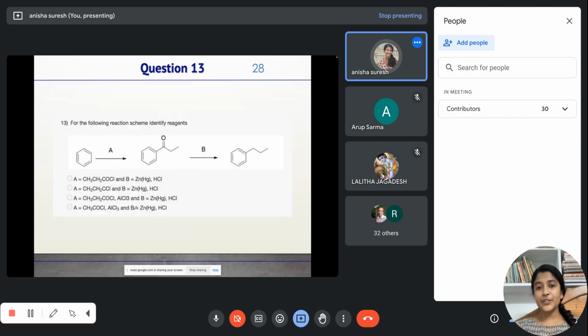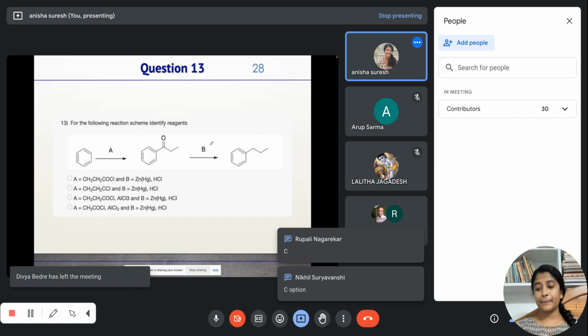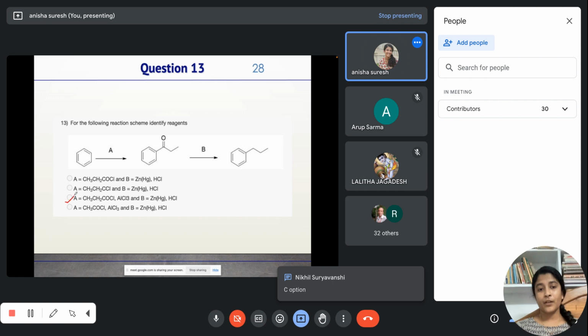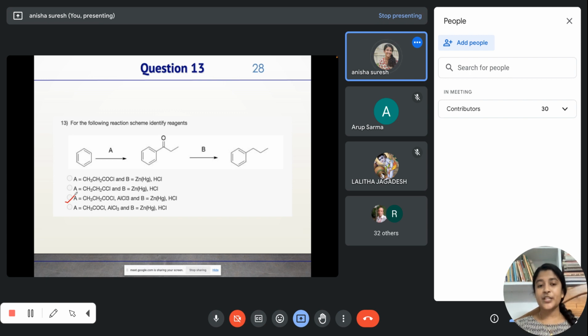Now coming to the last question in this session. For the following reaction scheme, identify the reagents. So here a Friedel-Crafts acylation reaction is taking place followed by a Clemmensen reduction for removal of this ketone, resulting in the formation of this alkane. So what will be the reagents that are used over A and B? Option C. Yeah, option C is the correct answer.